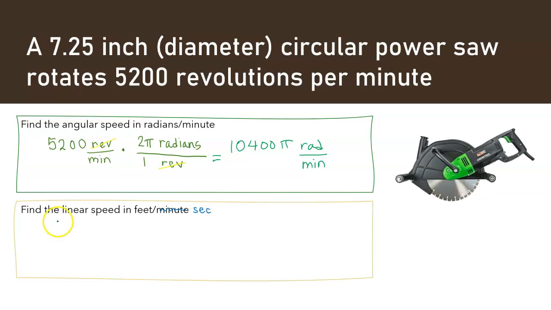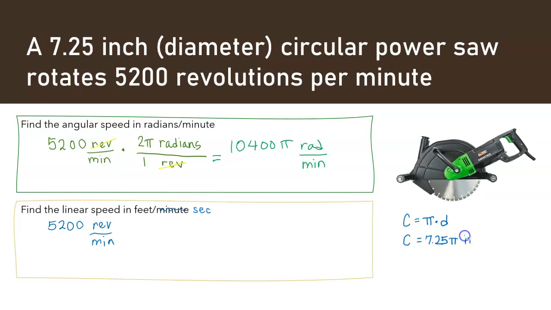Okay, so I'm going to start with the units they gave me, so 5,200 revolutions per minute. I would like to change revolutions into feet. So if I travel all the way around my blade, that would be the circumference of the blade. And the circumference formula is pi times the diameter. So we know the diameter is 7.25. So all the way around the blade is going to be 7.25 pi inches. So that's how much it is in a revolution.